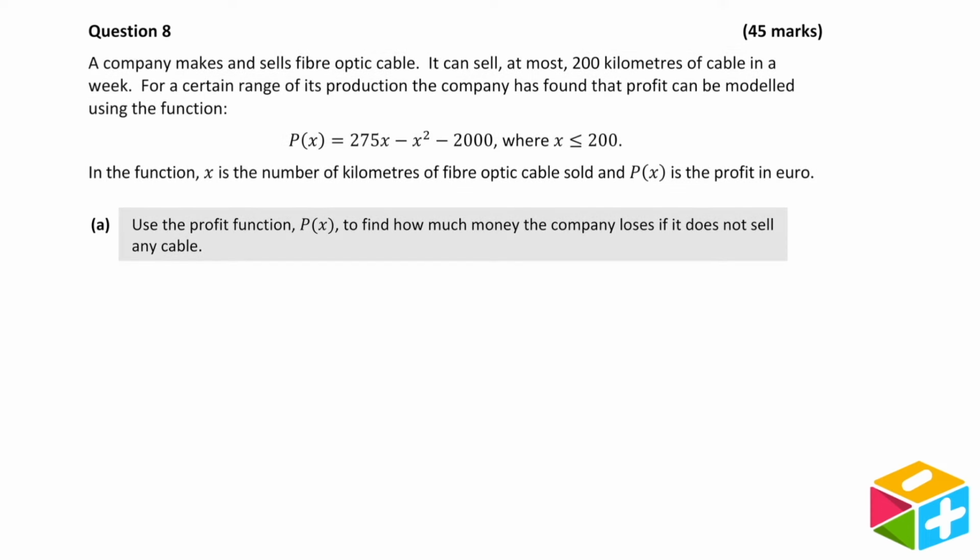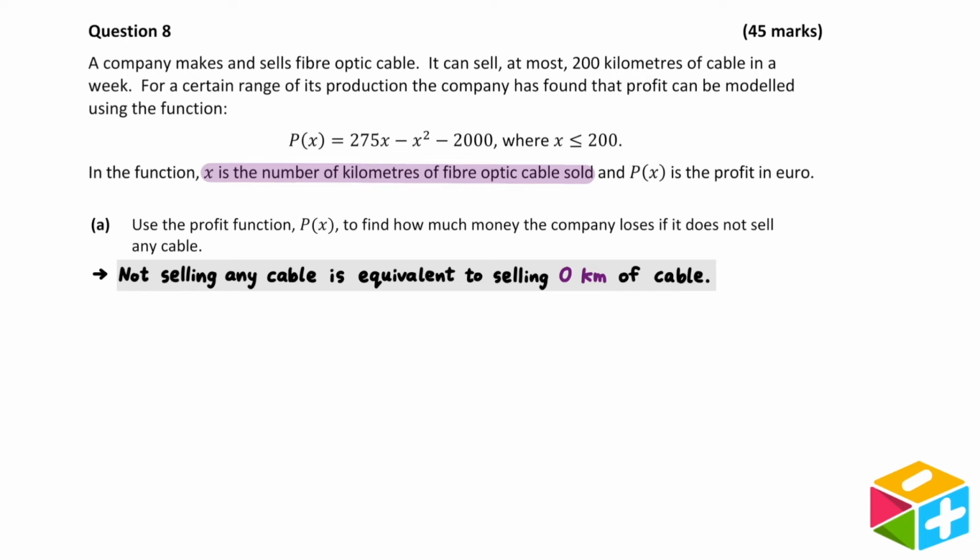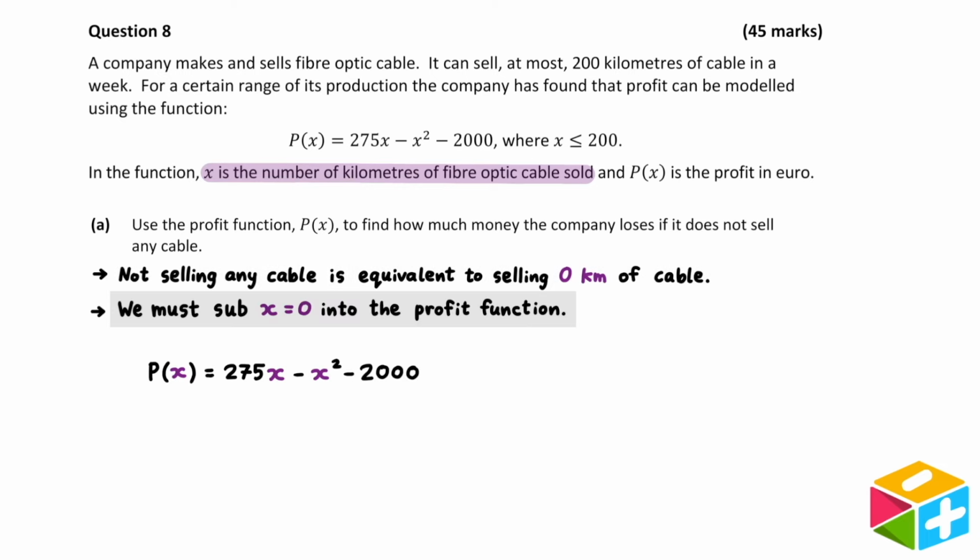In part A, we're asked to use the profit function, P of x, to find how much money the company loses if it does not sell any cable. In the profit function, x represents the number of kilometers of cable sold. The key observation here is that not selling any cable is equivalent to selling 0 kilometers of cable. So here, x is equal to 0. To find our profit, all we have to do is to sub x equal to 0 into our profit function.